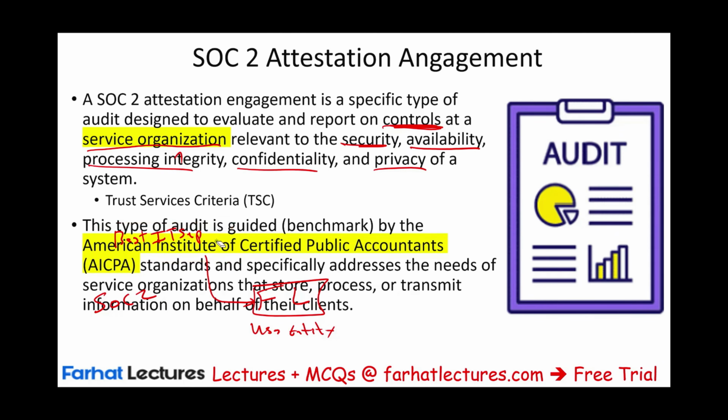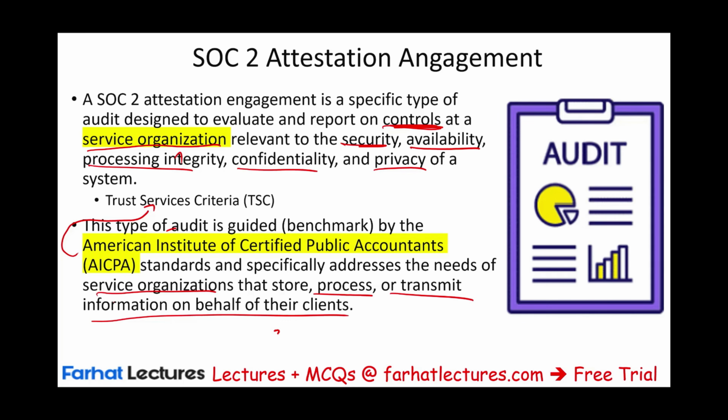So this type of audit is guided by the American Institute of Certified Public Accountants. The benchmark is the AICPA TSC, the Trust Services Criteria. This type of audit is guided by the AICPA standard and specifically addresses the needs of service organizations that store, process, or transmit information on behalf of their clients. This is basically what a SOC 2 attestation engagement is.